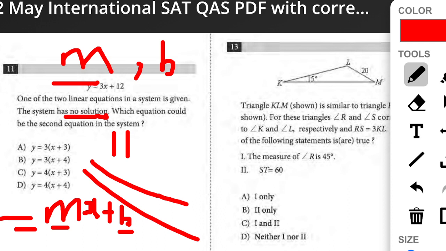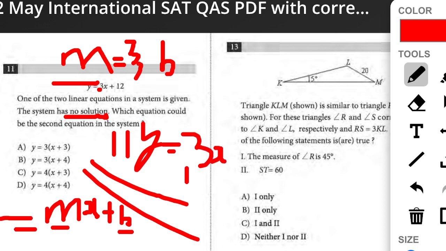That means our equation needs to have the same m. Well, in this case, our m equals 3, right here. This is our slope. Rise 3, run 1. So we need, again, y equals 3x plus something that is not 12. Our b has to be different. So, well, let's see. Oh, they're in factored form. Well, these are going to be 4x, and 4 is not equal to 3, so we can eliminate option C and option D.